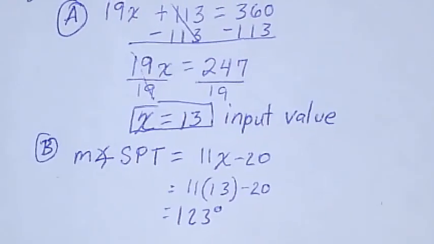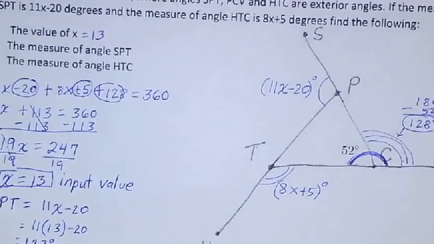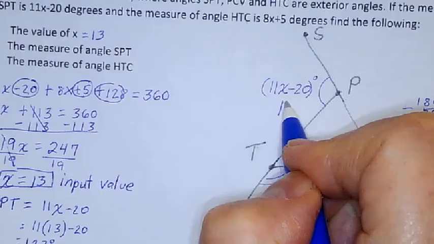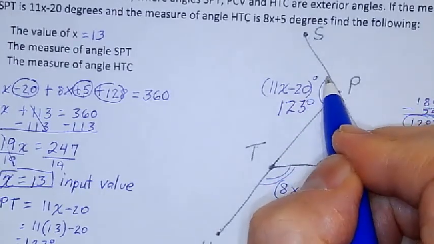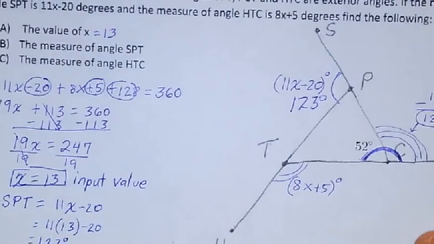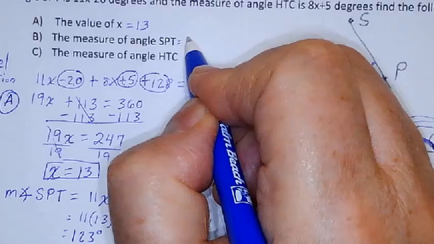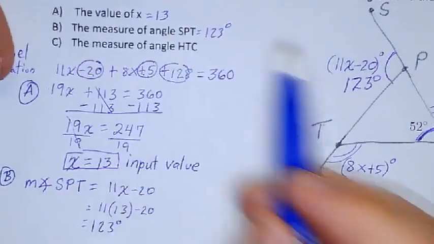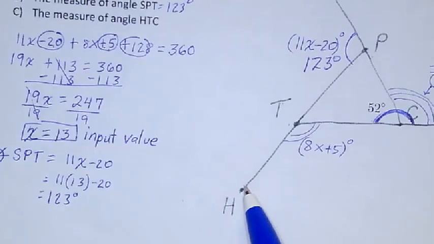In other words, you go back to the diagram, and SPT is, what is it? That's a 123 degree angle. And I just marked it on my diagram. And finally, it says the measure of angle HTC. Well, HTC is right here. If you don't know where it is, start with H, go to T, and then go to C.